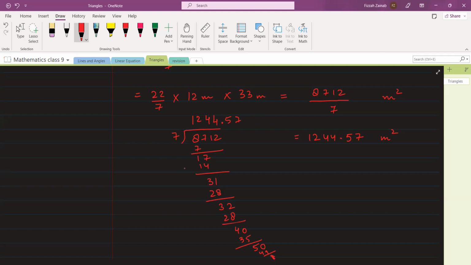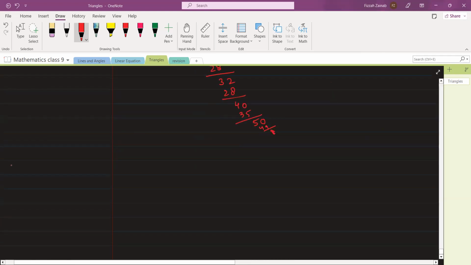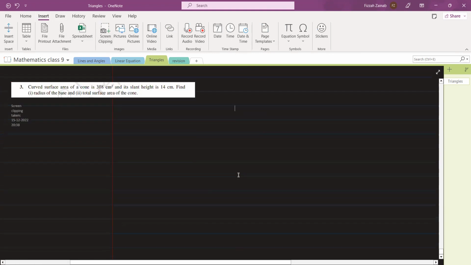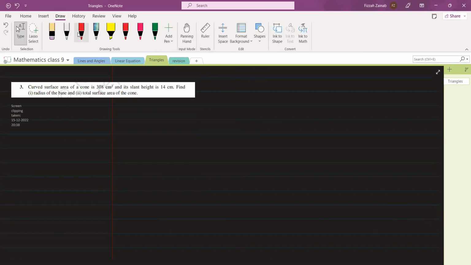Right, now third question. Curved surface area of a cone. So CSA is already given, which is 308 centimeter square, and its slant height L is 14 centimeter. Find the radius of the base, okay? And after that, total surface area. All right.